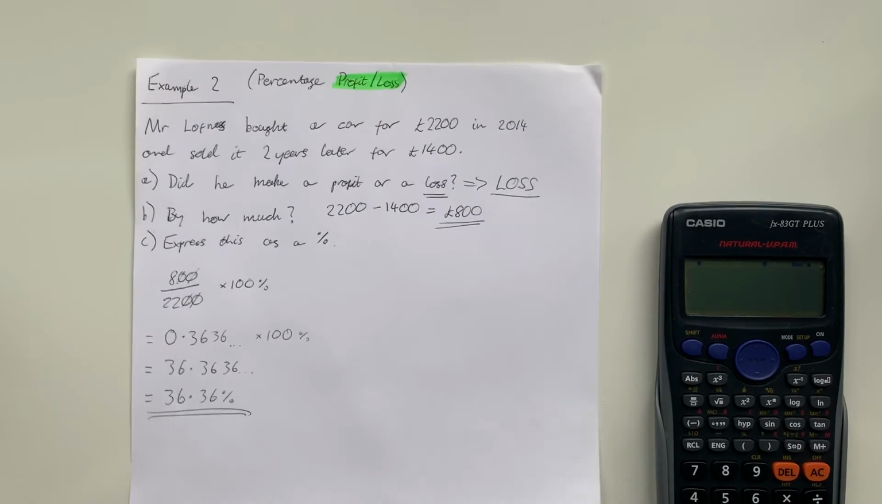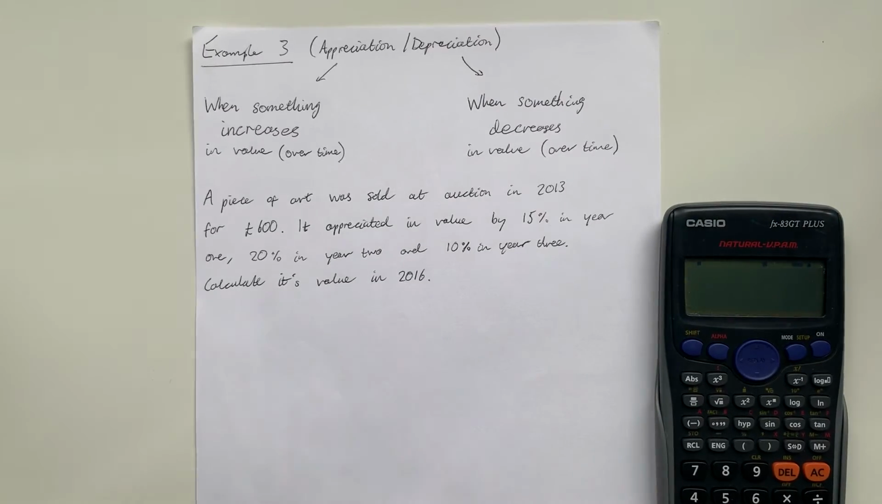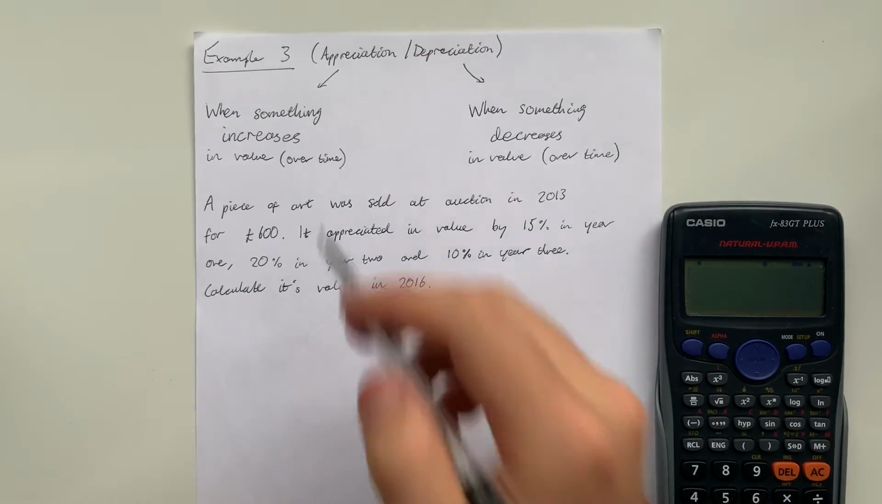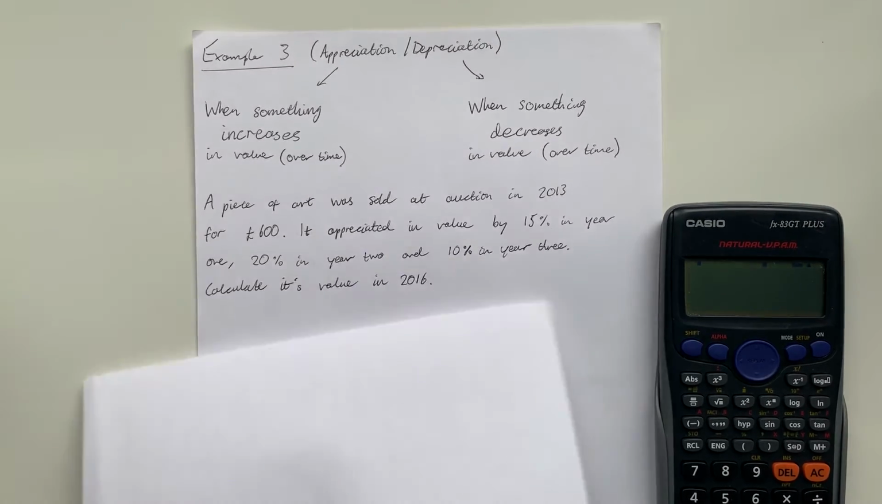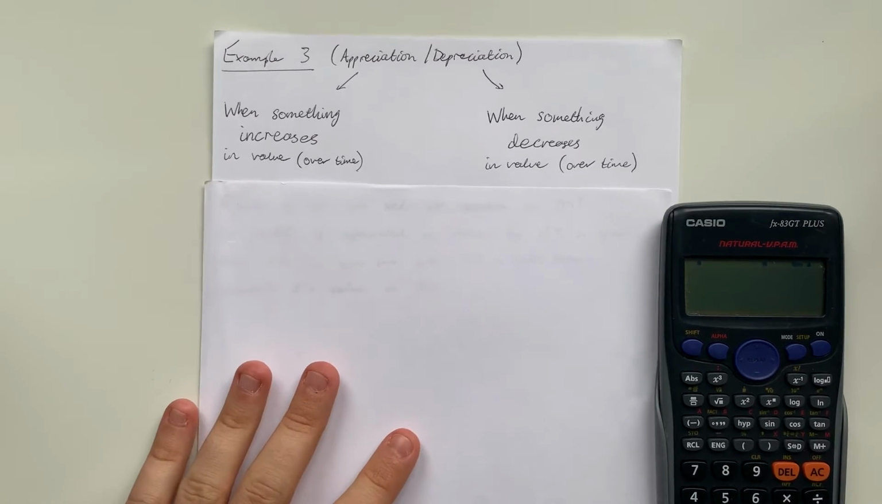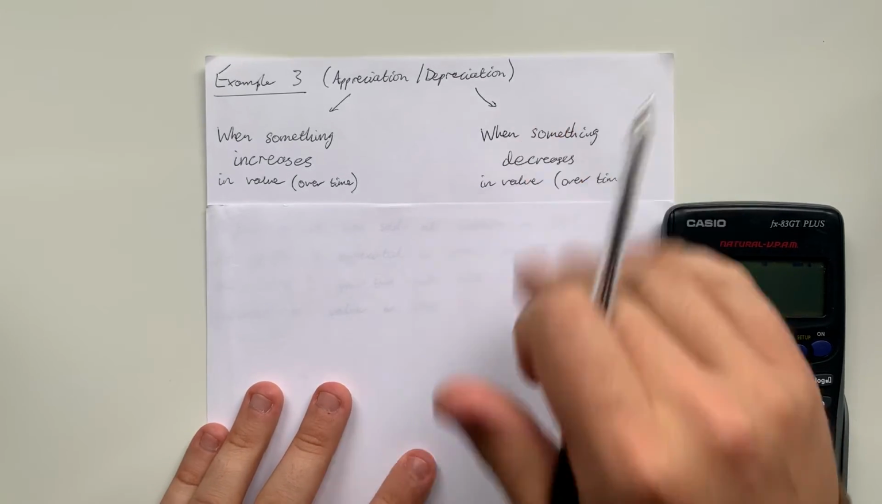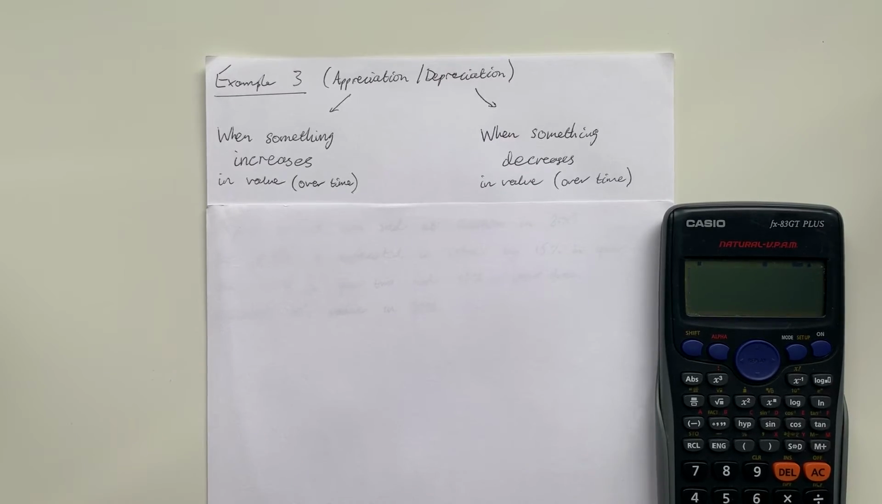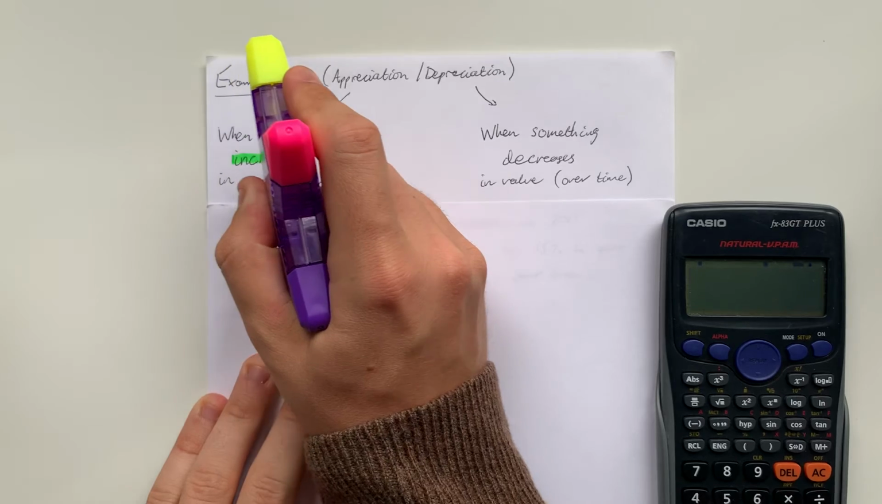Okay, so time is getting on in this video, so let's just quickly go to the third and final bit, which is the newest National 5 material here, which is appreciation / depreciation. Okay, so what do those terms mean? Well, if something appreciates, it means that it increases in value over time.